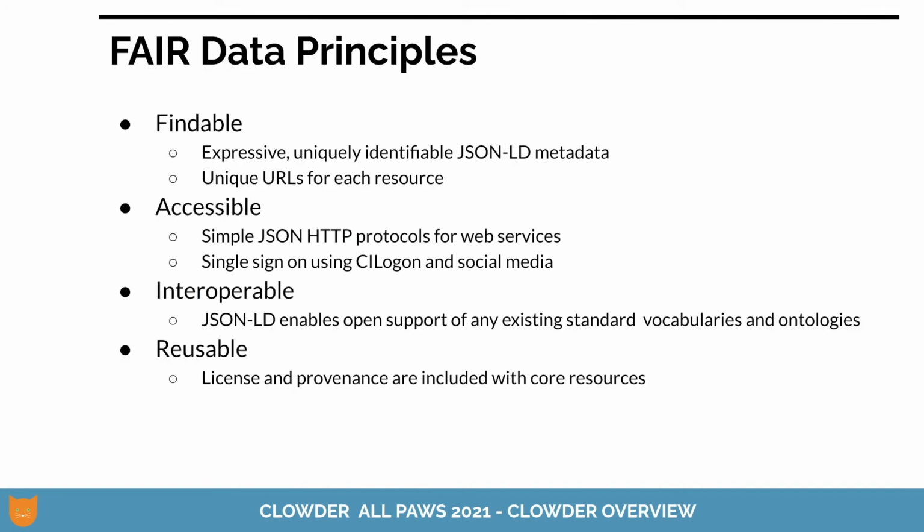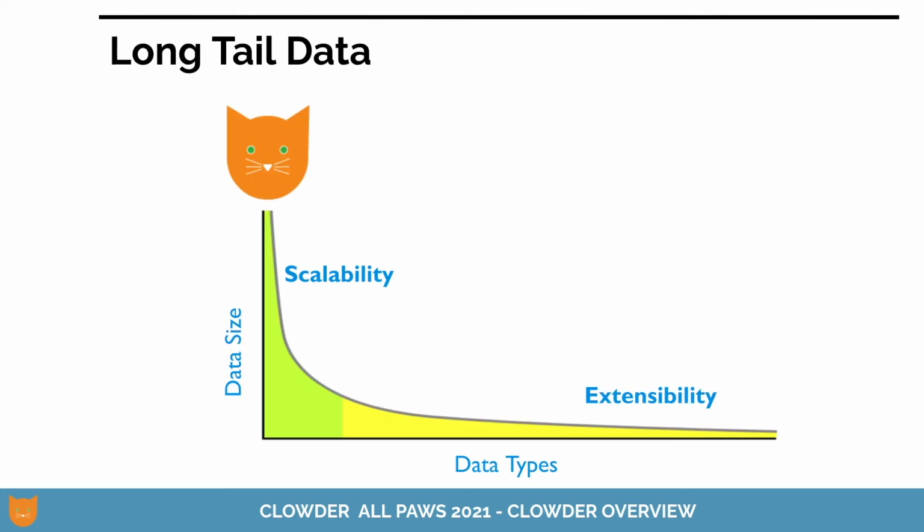We hope this short overview also shows how Clowder follows FAIR data principles. Information stored in Clowder is findable thanks to expressive, uniquely identifiable JSON-LD metadata and unique URLs for each resource. Accessible, thanks to simple JSON HTTP protocols for web services, and single sign-on using things like CILogon and social media accounts. Interoperable, thanks to the JSON-LD that enables open support of any existing standard vocabularies and ontologies. Reusable, thanks to the license and provenance information that are included with core resources.